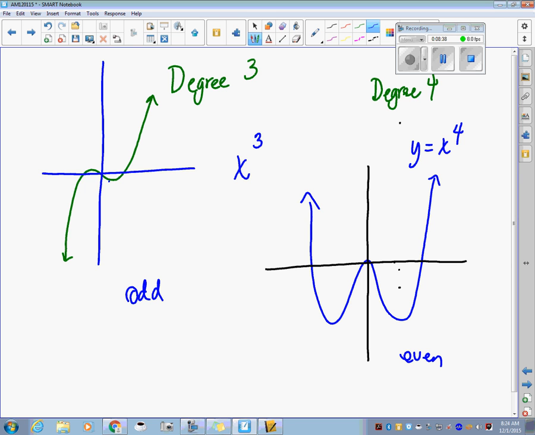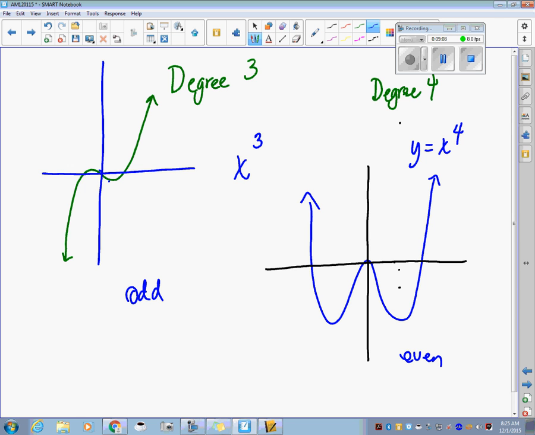This one. If I put the pen in the paper right there and I spun the paper around 180 degrees, wouldn't this now be on top of where the other one used to be? That makes it odd. If it's symmetric to the origin, it is odd. Okay? So, you should be able to look at any polynomial and either graph it or look at the equation and tell why it's even, odd, or neither.